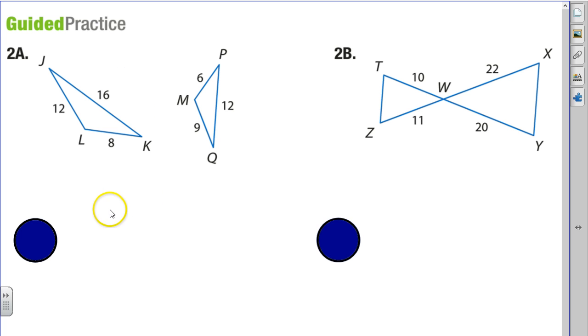All right, so here we go. Here's our problem 2A. The question is, are these two triangles similar? Again, it's going to pop up in a moment. You say yes or no, and why. And then watch me go through it. And then same thing for 2B, that'll go next.